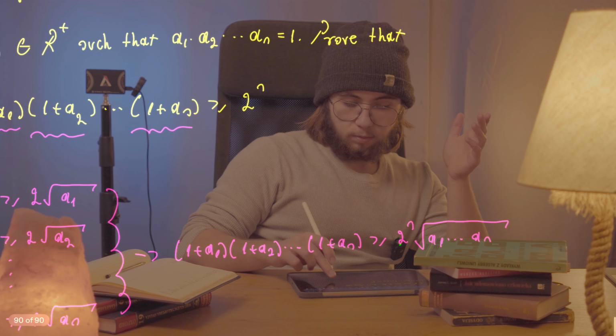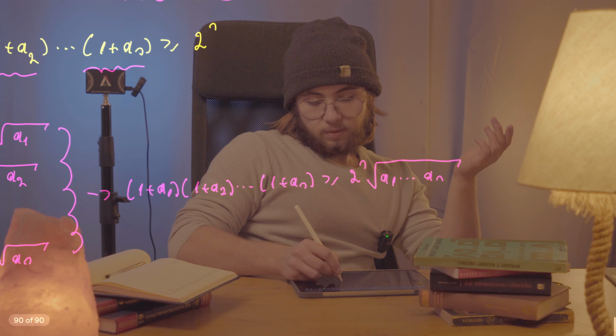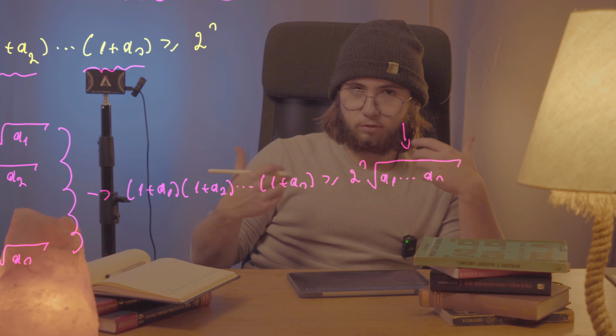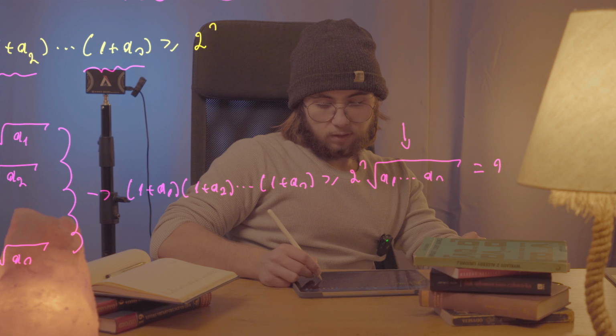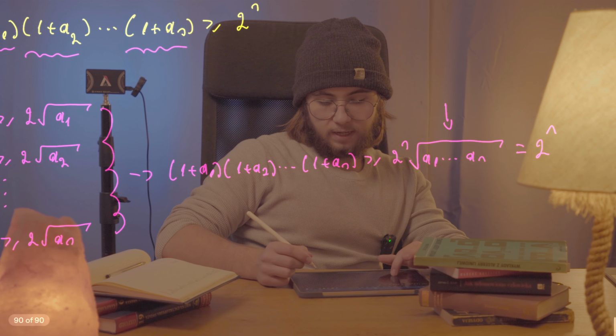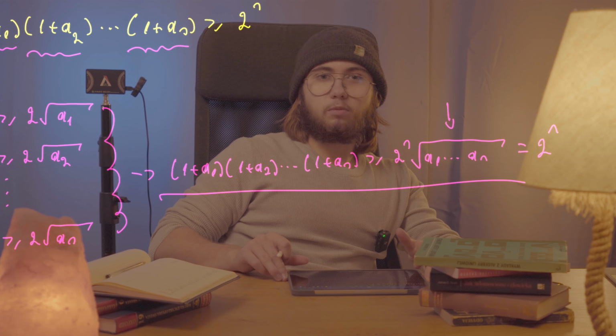However, we know by the problem conditions that the product of all of those numbers is equal to 1, and so the square root of this product is going to be just square root of 1, but the square root of 1 is just a 1, so this right hand side is going to be equal to 2 to the power of n. This is exactly what we wanted to achieve in this problem.